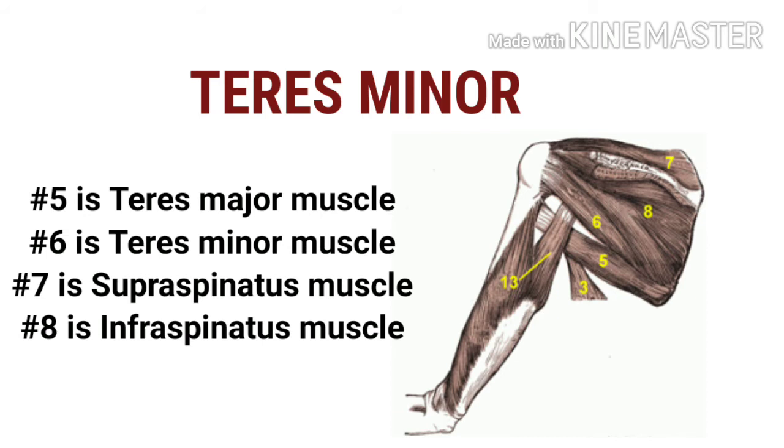Look at the yellow numbers: number 1 is teres major, and above teres major we have teres minor, number 6. Then number 7 is supraspinatus, and number 8 is infraspinatus, just below the supraspinatus. So we already know that subscapularis, supraspinatus, infraspinatus and teres minor are known as the rotator cuff muscles. The rotator cuff muscles are a group of 4 muscles that originate from the scapula and attach to the humeral head.